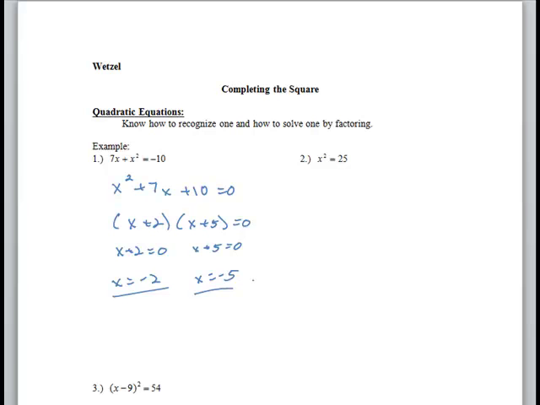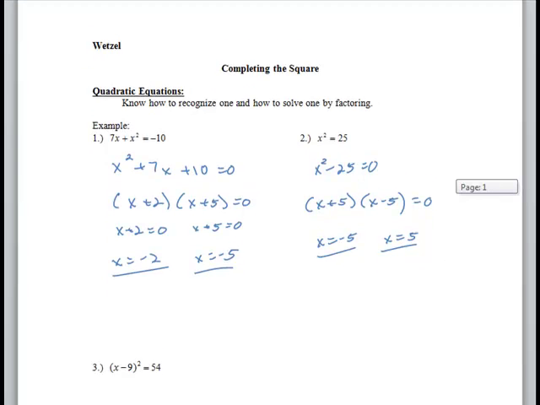Example 2 is a smaller equation, but it's still quadratic. In order to solve by factoring, we still need to set it equal to 0, putting it in standard form. Difference of squares factors into x plus 5 times x minus 5. Set each factor equal to 0 and solve. It gives us two solutions once again, -5 and +5.